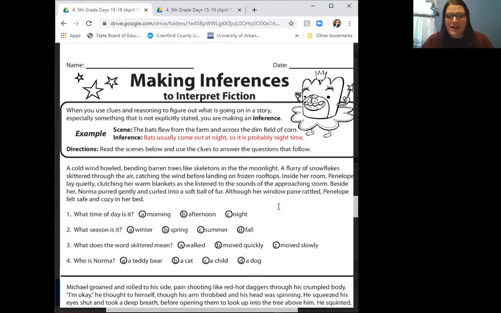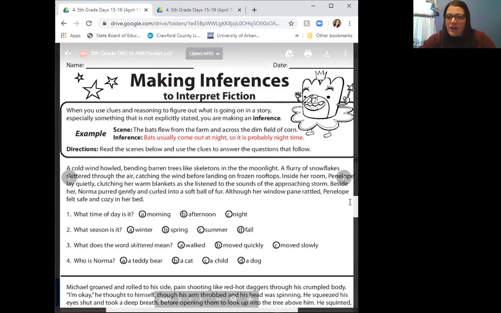And then 4, who is Norma? A teddy bear, B, a cat, C, a child, or D, a dog. It told us that Norma purred gently and curled into a soft ball of fur. So is Norma a teddy bear, a cat, a child, or a dog?